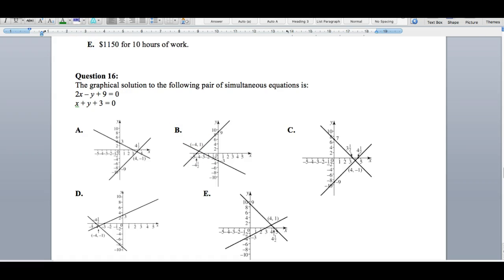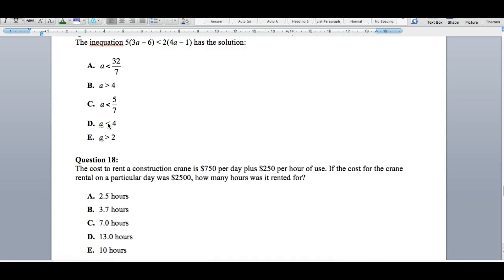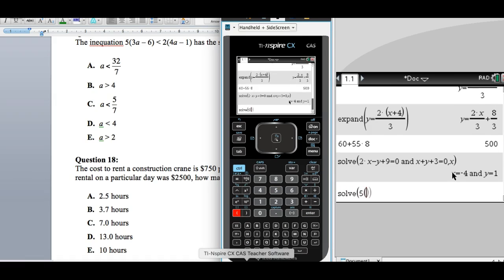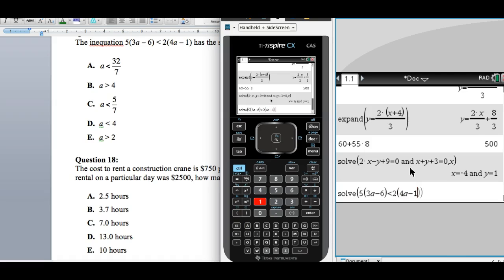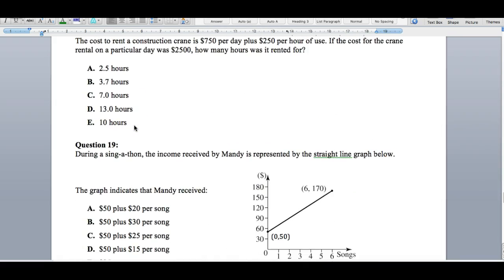Okay, let's move on. Question 17, the inequation has the solution, again, using your calculator. Even though it looks more complicated, it's not actually that much more complicated. You just have to spend a bit more time typing it into your calculator. So Control Equals, okay, we've got 2 times 4a minus 1, and we're solving for a. A is less than or equal to 4. Where are we? D. All right, nearly there.